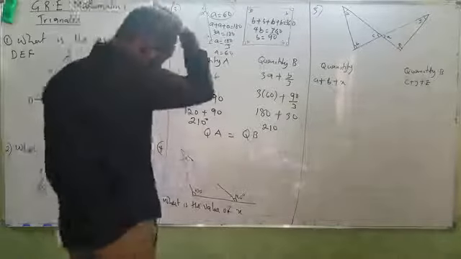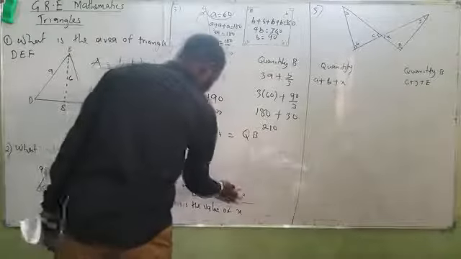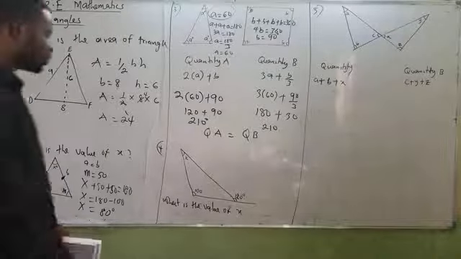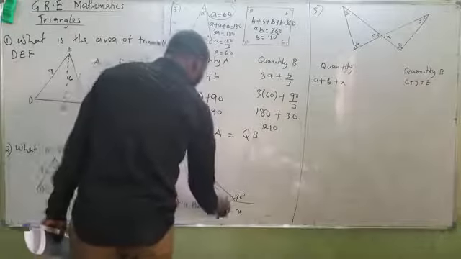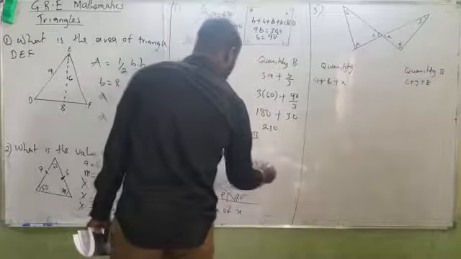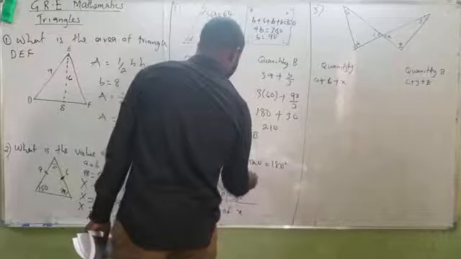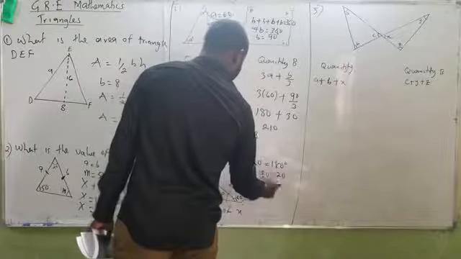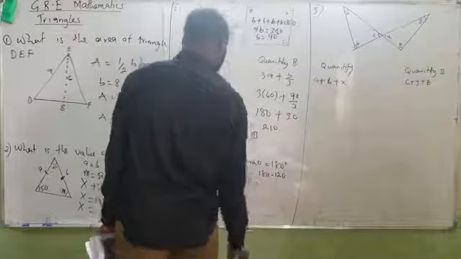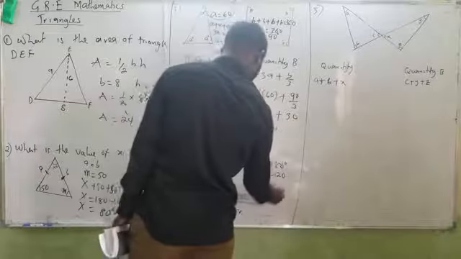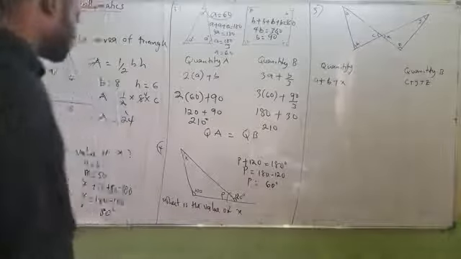Now, the next one I'm talking about, this is 120 degree. Now, since it's 120 degree, I want to get here, I can call this place P. Now, P plus 120 equals to 180. P equals to 180 minus 120, and this would be what? P will be equals to 60 degrees.